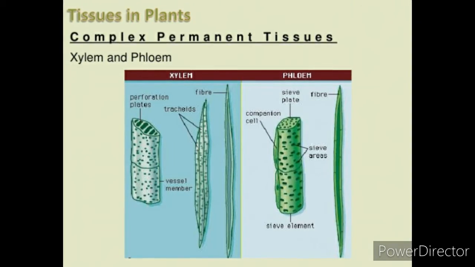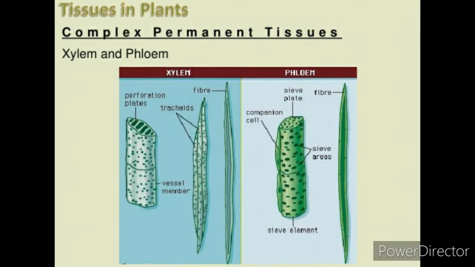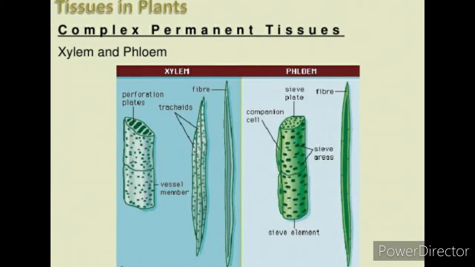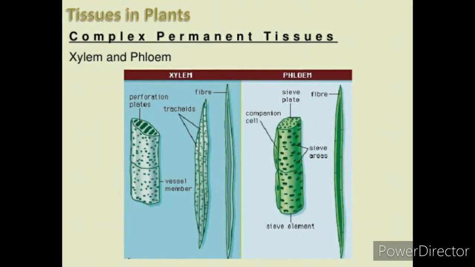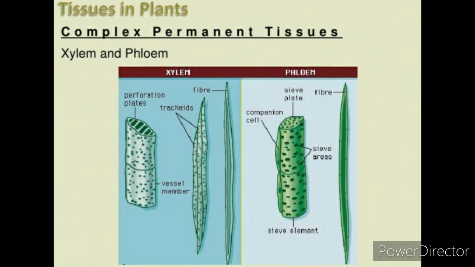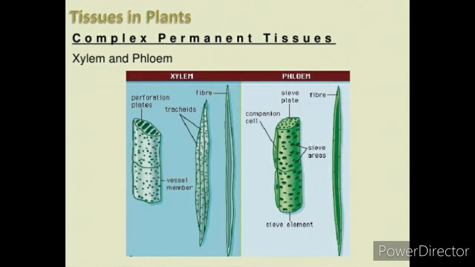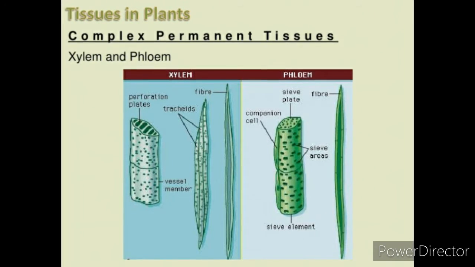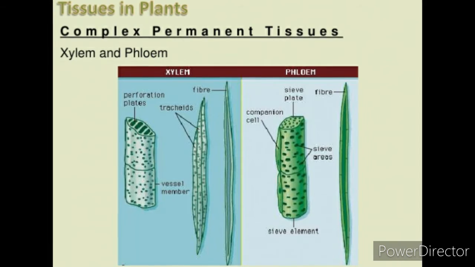Moving on, complex permanent tissue. The different types of tissues we have discussed until now are made of one type of cells which look like each other. Such tissues are called simple permanent tissue. Yet another type of permanent tissue is complex tissue. Complex tissues are made of more than one type of cells. All these cells coordinate to perform a common function. Xylem and phloem are examples of such complex tissues.